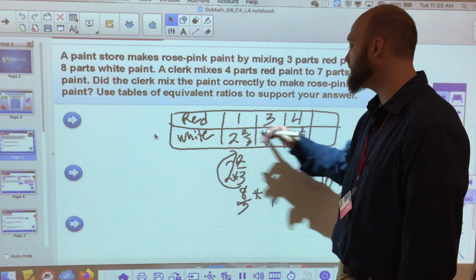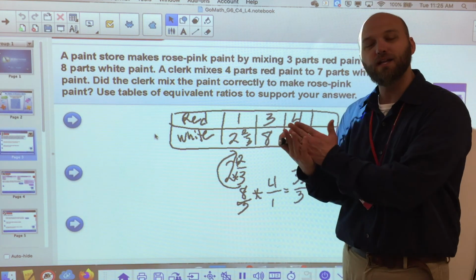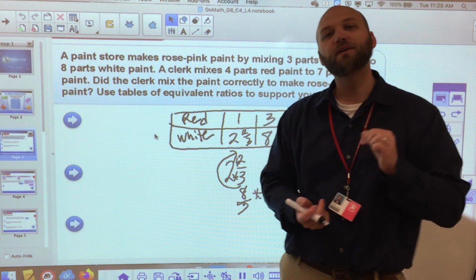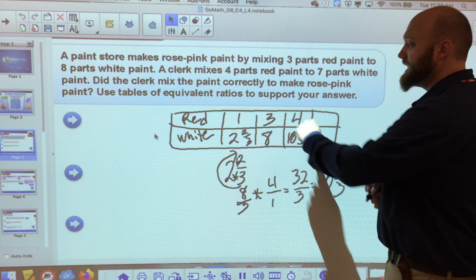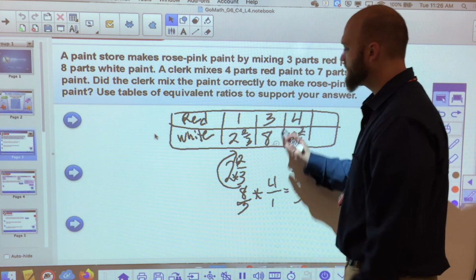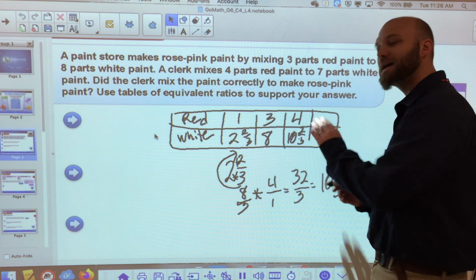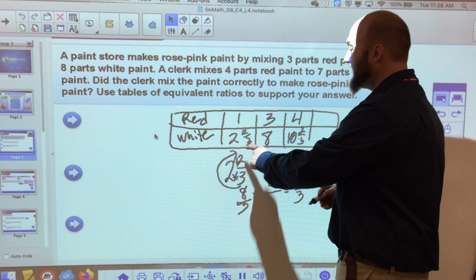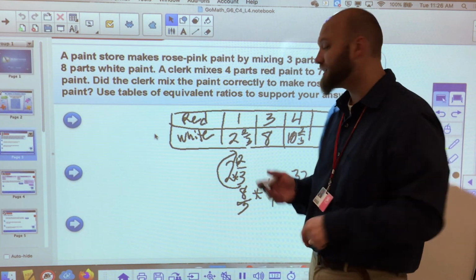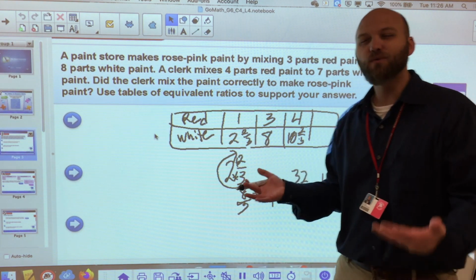So using tables of equivalent fractions, I was able to find a unit rate and then prove that he was incorrect. Again, I took what I was given, which is a 3:8 ratio. I simplified it to a unit rate. It's not a nice one, it's not a clean one, 2 2/3, but I can work with that.